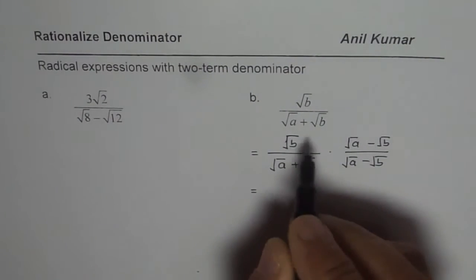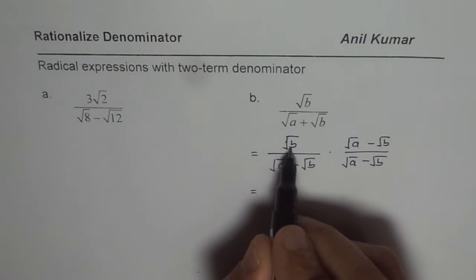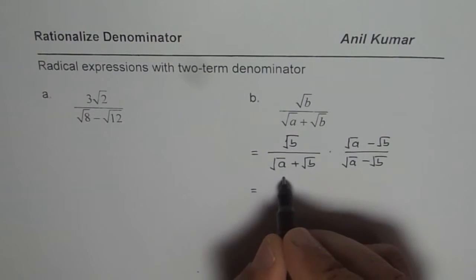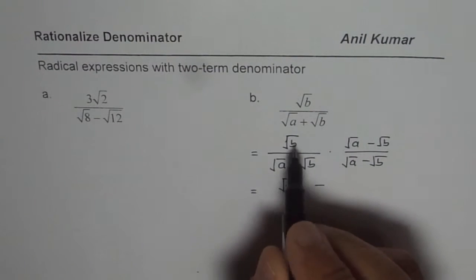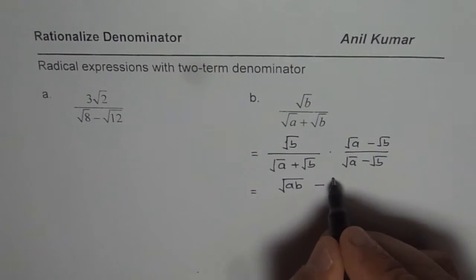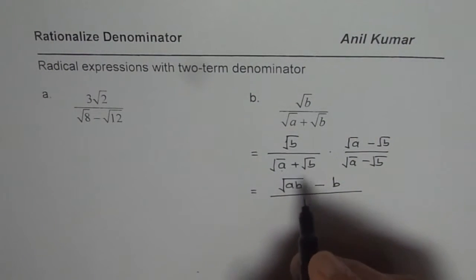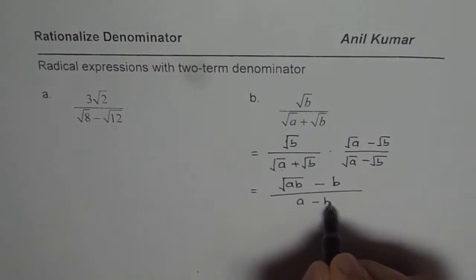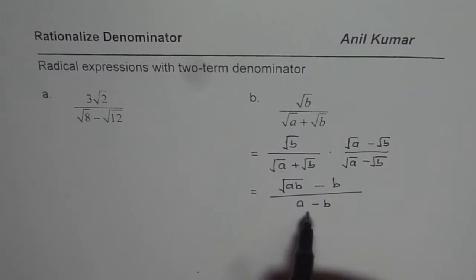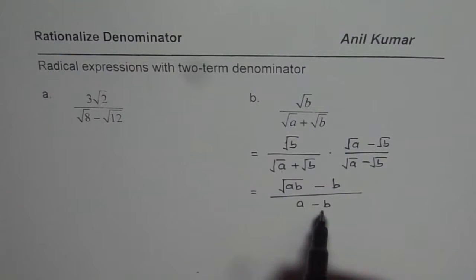And when you multiply, in the numerator we get square root b times square root a, which is square root ab, right? Their product, minus square root b times square root b, which is b, correct? Divided by a square minus b square, or a minus b. As you can see, in the denominator we do not have any radical, and therefore we say the denominator has been rationalized, correct? So that is how you should be doing it.